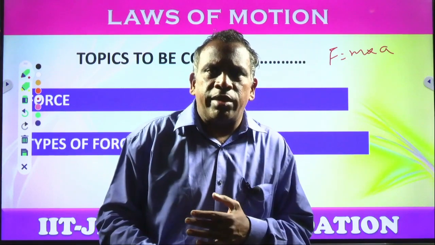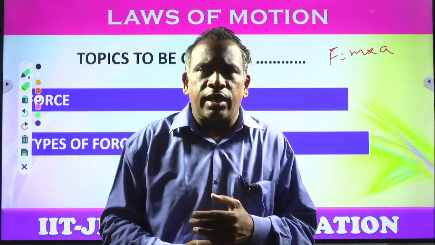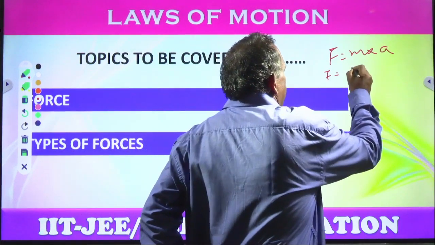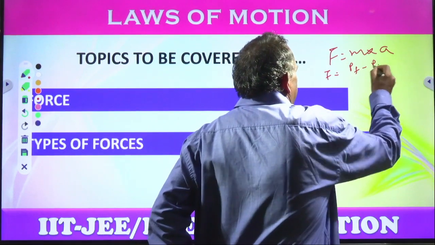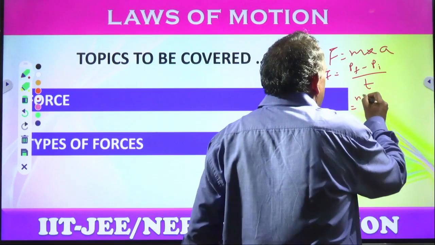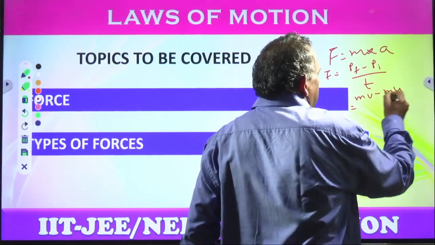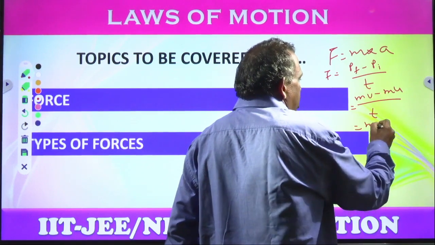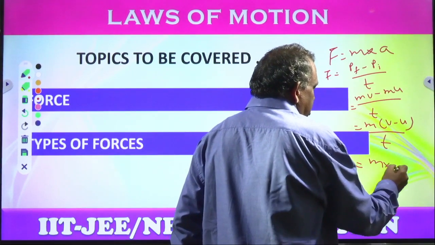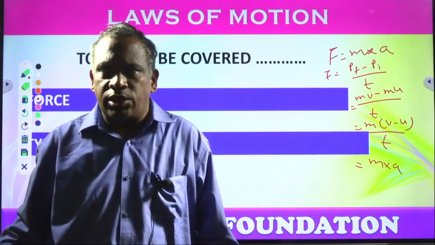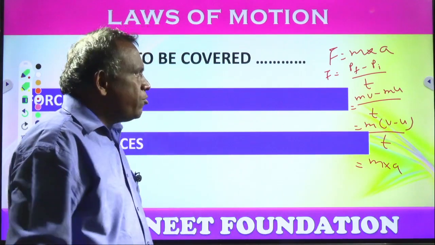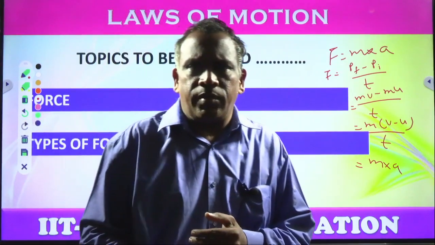The rate of change of momentum is directly proportional to force. Change of momentum is final momentum minus initial momentum, upon time. Final momentum is mass into final velocity and initial momentum is mass into initial velocity, upon time. So it is mass into change of velocity upon time. The rate of change of velocity is acceleration. So force equals mass into acceleration. This is about the force formula.